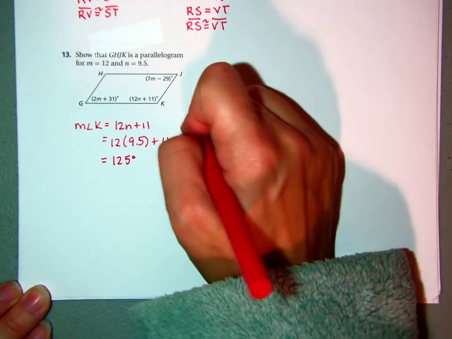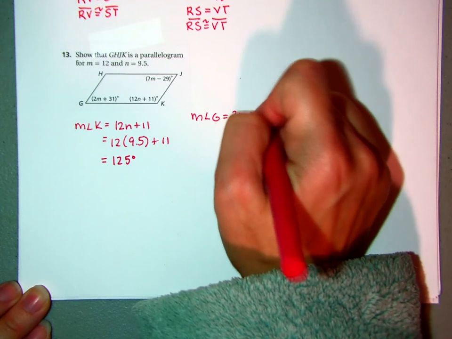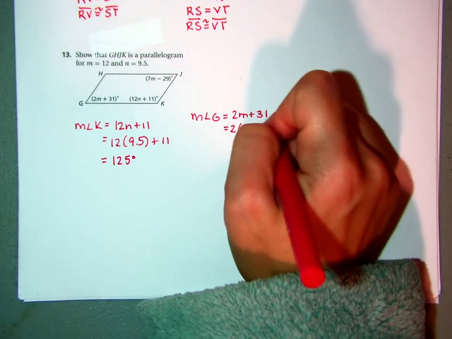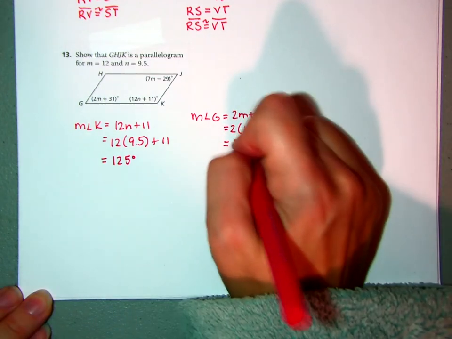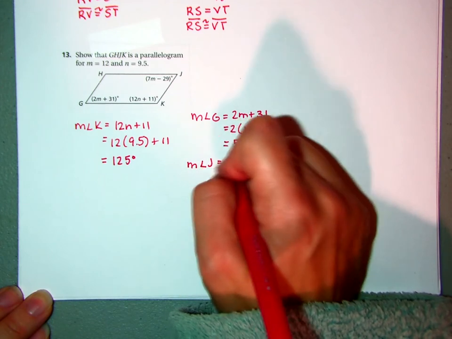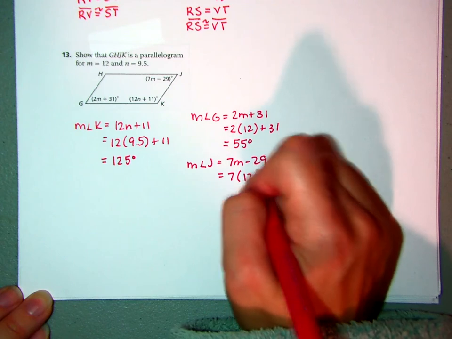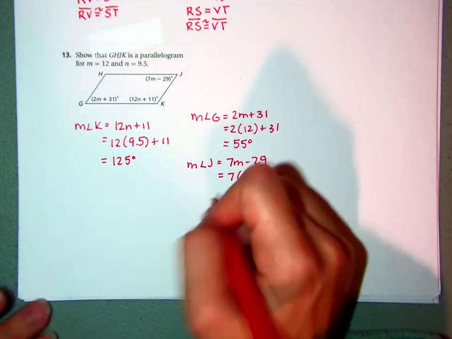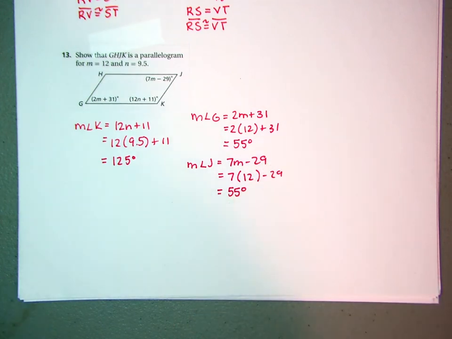Now let's find the measure of angle G, which is 2m plus 31. So let's grab our m, which is 12. So 2 times 12 plus 31, and that's going to be 55 degrees. And then we'll do the same with the measure of angle J, which is 7m minus 29, which is 7 times that 12 minus 29. And again, getting 55 degrees. We're not done yet. We've just found angle measures.